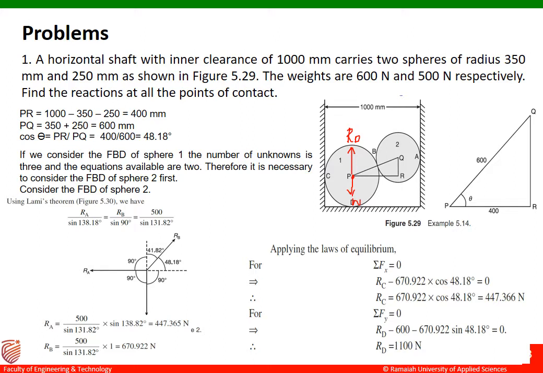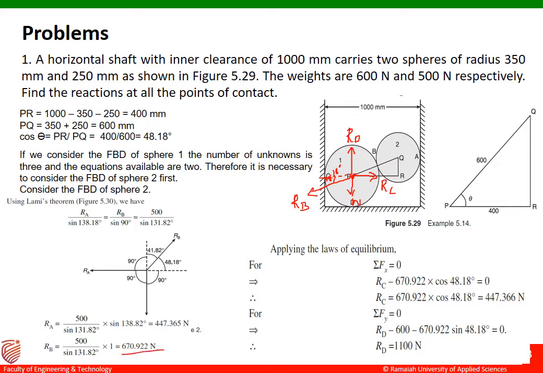Fine. Now what I'll do, I'll draw the free body diagram here. That is, weight is coming downwards and then reaction is coming upwards. That is, I'll call it as RD. This I'll call it as W over there. And then I'll take this one as RC, and then I'll take this one as RB. So what is this angle? This is my 48.18 degrees over there. Okay. Now I'll apply the laws of equilibrium.